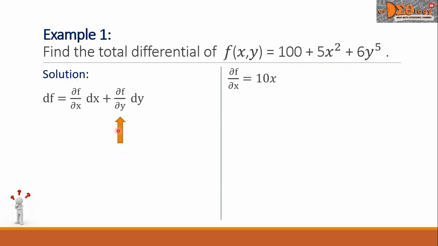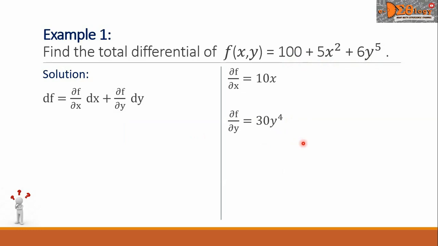Let us now simplify the partial derivative of f with respect to y. So the value will be 30y raised to 4. Derivative of 100 is 0 because this is a constant. Derivative of 5x squared is again 0 because x here is taken as a constant. Derivative of 6y raised to 5 now comes the 30y raised to 4.